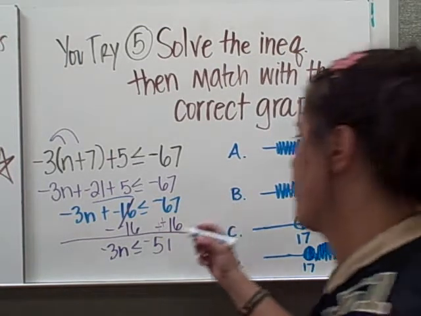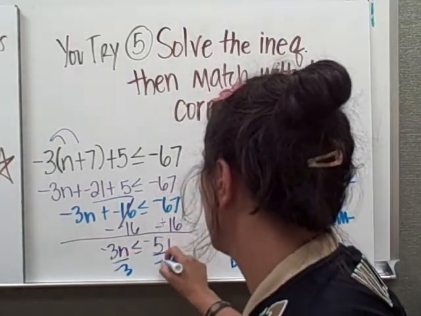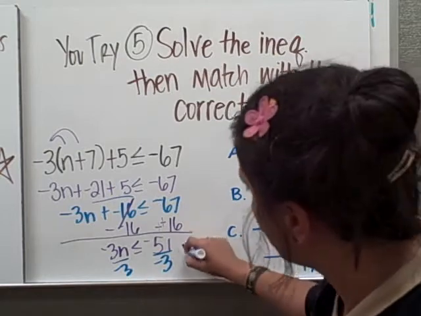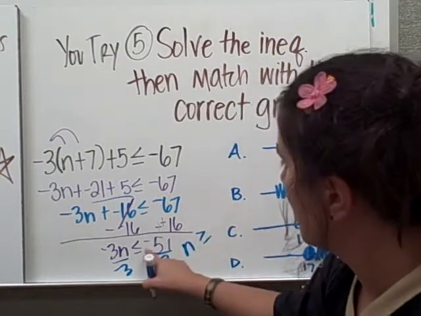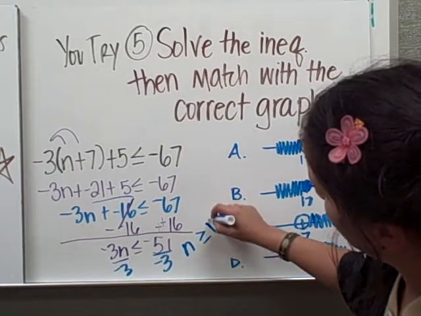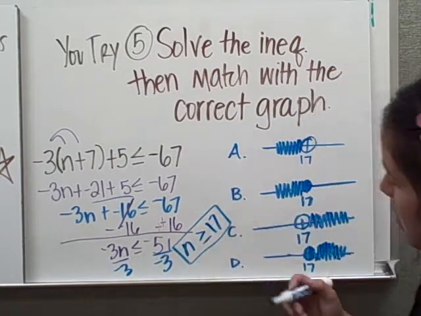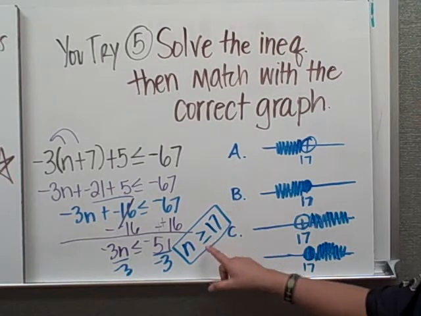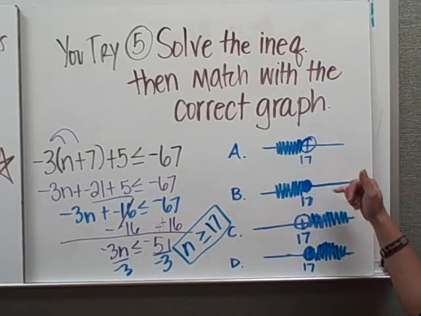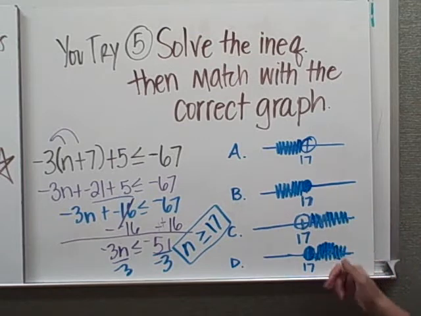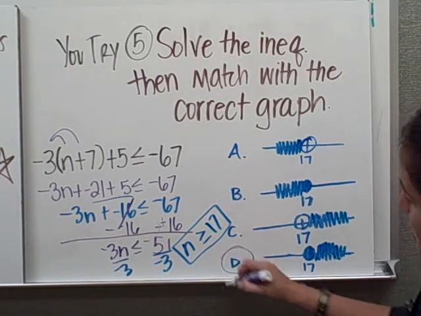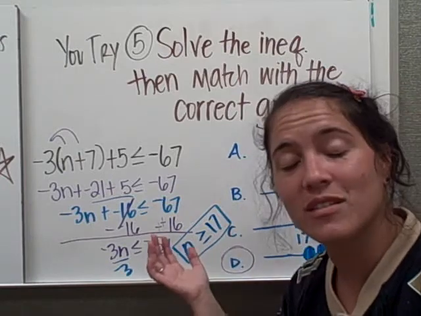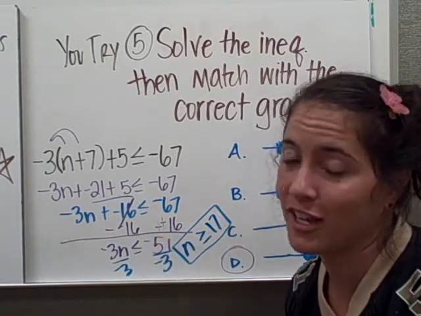I think it's right. I divide by negative 3. Did I divide by a negative? Yes, I did. So my inequality is going to switch to greater than or equal to, and n is greater than or equal to 17, which means equal to, so it's not A and it's not C, so it's either B or D, and it looks like my correct answer is D. I hope you got that one right. We will work more with this tomorrow, and if you're frustrated, I understand because this is hard.